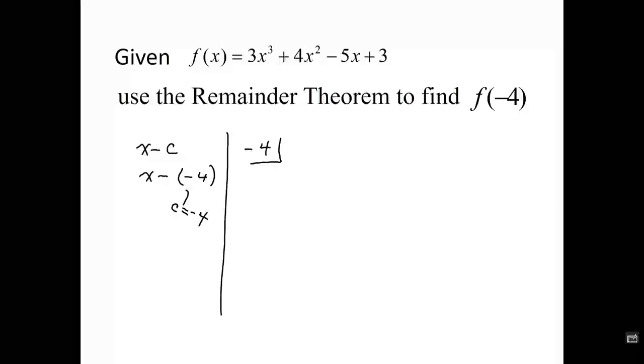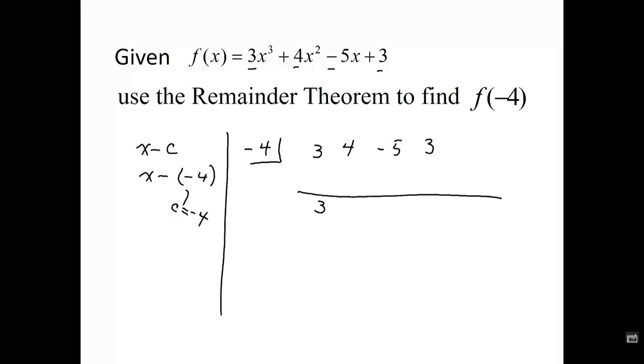And the dividend, and recall that we only list the coefficients of each term in the dividend. So we got 3, 4, a negative 5, and 3. Bring down the leading coefficient to the bottom row. Once we do that, we begin the multiplication.